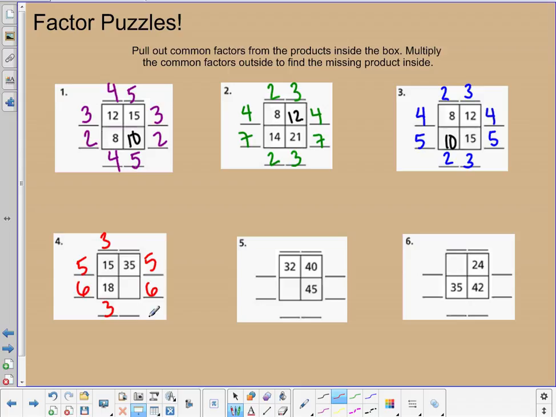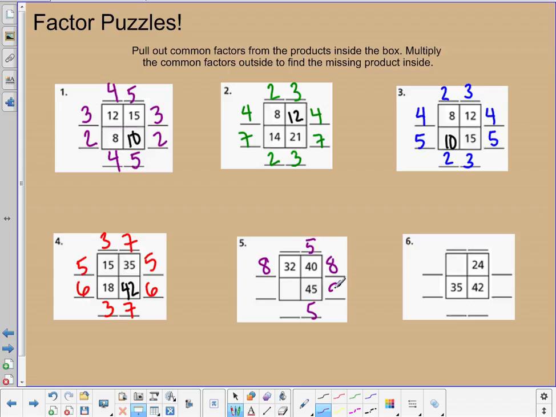So that means there's a 6 here. 5 times what gives you 35? That happens to be 7. So that means there's a 7 down here. So then 7 times 6, 42 is my missing product. And let's take a look at number 5. Number 5, 32 and 40, GCF is 8. 40 and 45, GCF is 5.